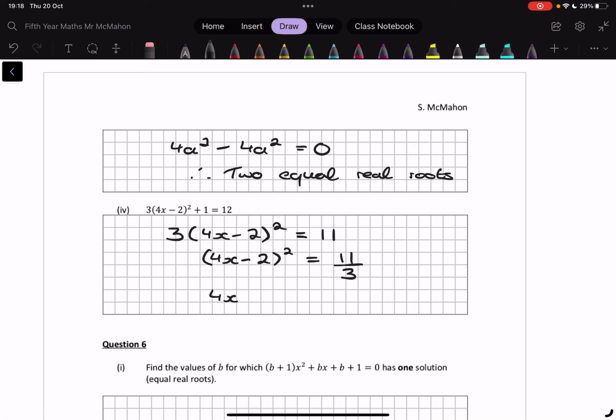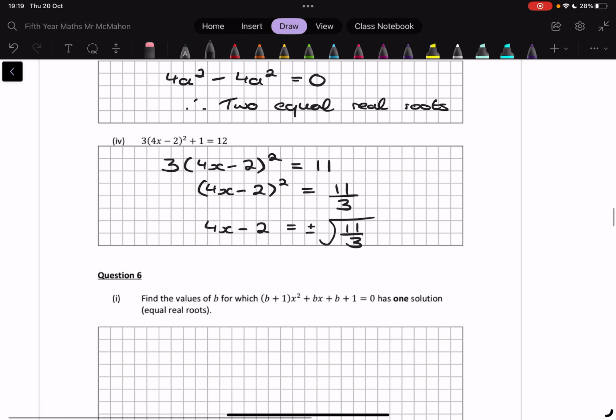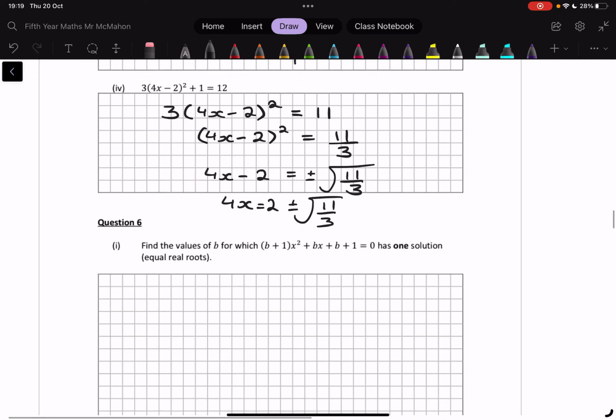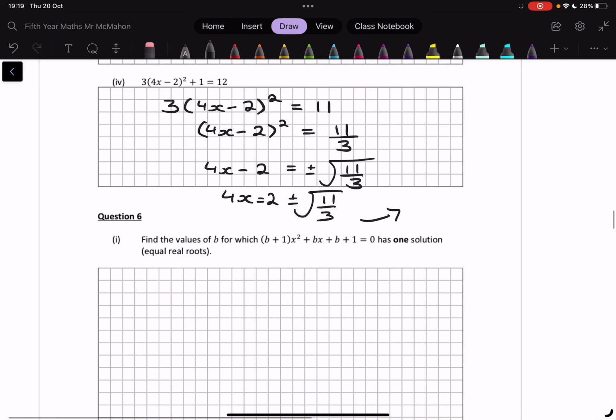And we will then get 4x minus 2. We can take the square root of both sides. So our answer is plus or minus the square root of 11 over 3. And again then, so really we would have 2 plus or minus the square root of 11 over 3. And if we just finish that out, just for the sake of clarity, divided by 4.